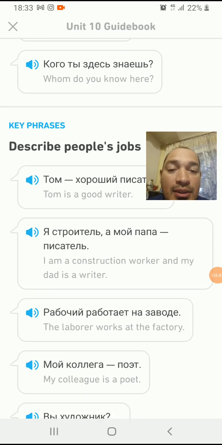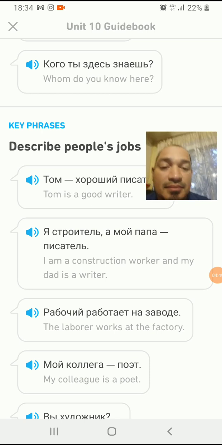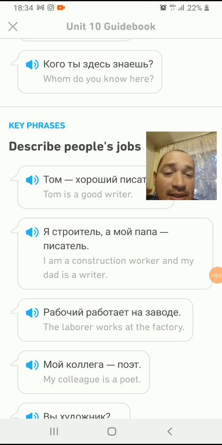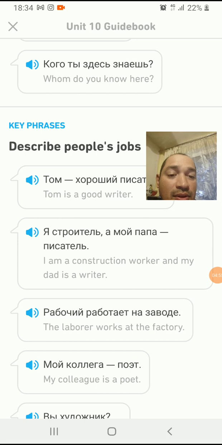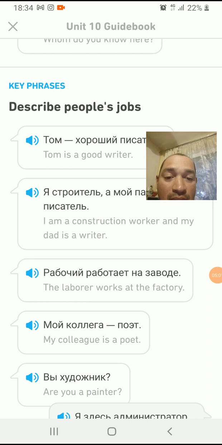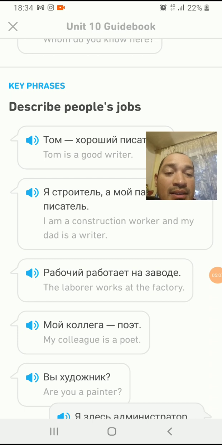Let's look at the second one. Я строитель, а мой папа писатель. Строитель is a construction worker, so I'm a construction worker and my dad's a writer. We have also рабочий. Рабочий работает на заводе. На заводе means at the factory, but I think завода maybe is the nominative form of factory. The laborer works at the factory.